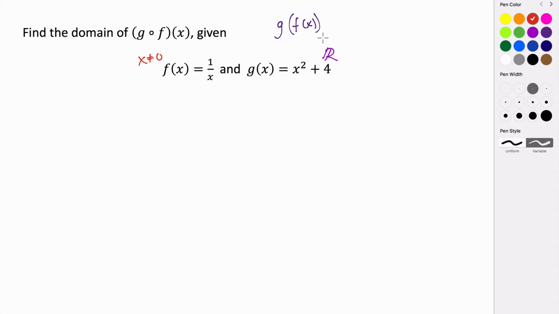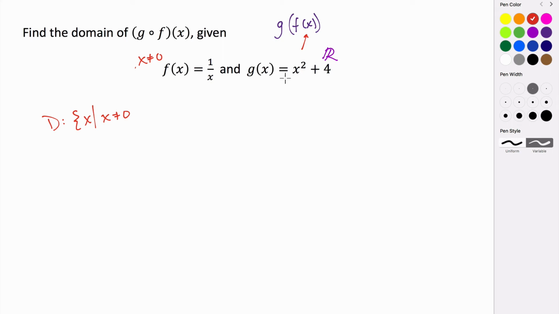So if we're trying to find the domain of this, g of f of x, we know that there are potentially domain restrictions on f of x, and that's x equals 0. So that's going to be one restriction on our domain. So it's the set of all x such that x cannot equal 0. And so if x was 0, right, we get an undefined value, so then we would not be able to evaluate g at whatever the output is, because the output's undefined.